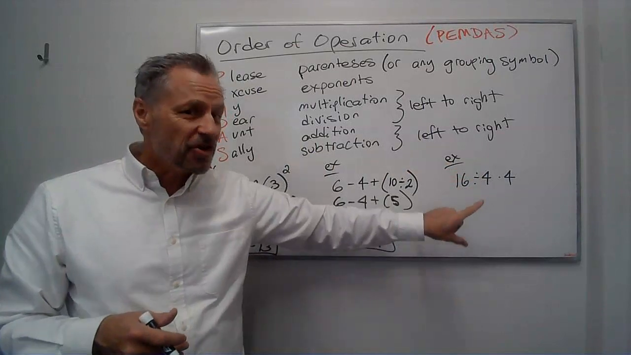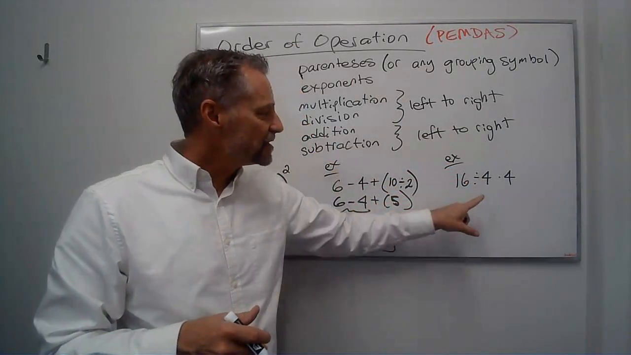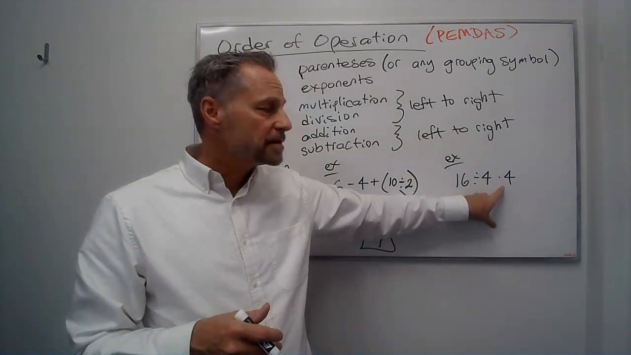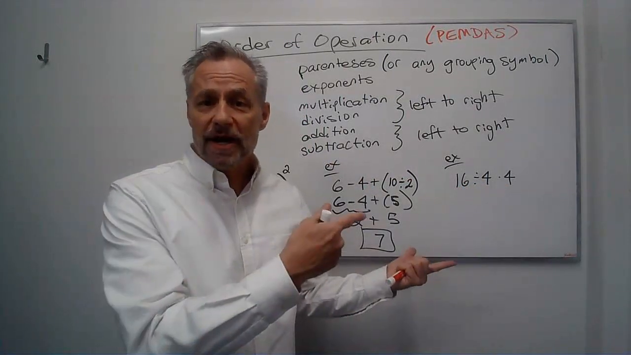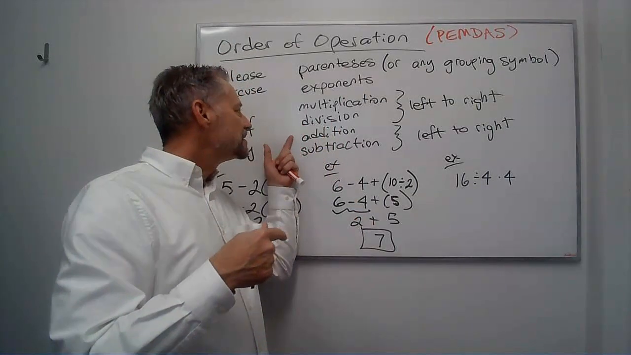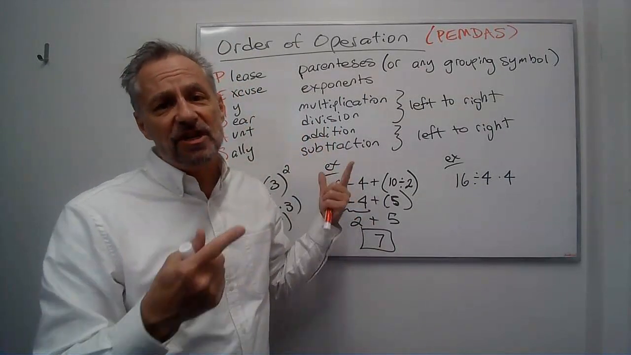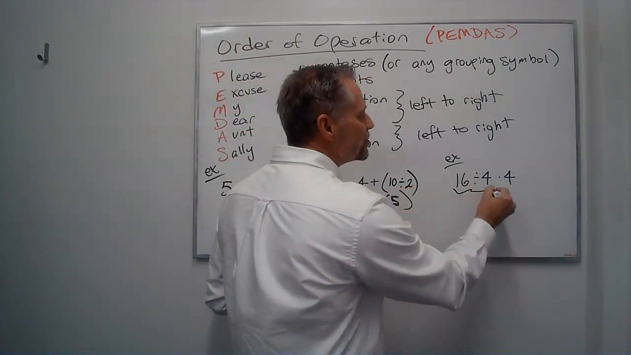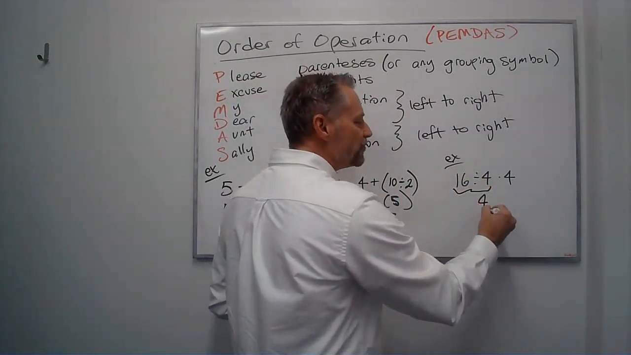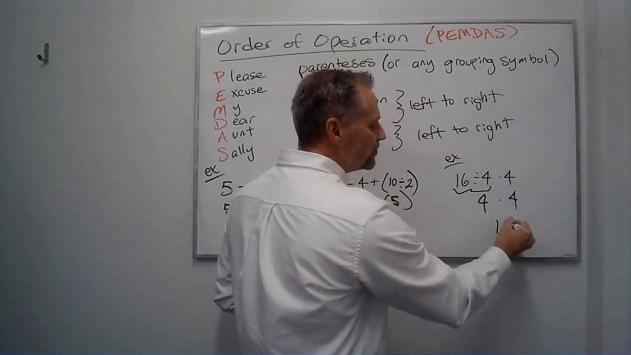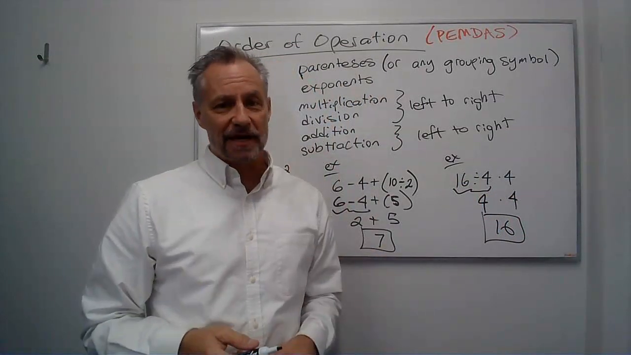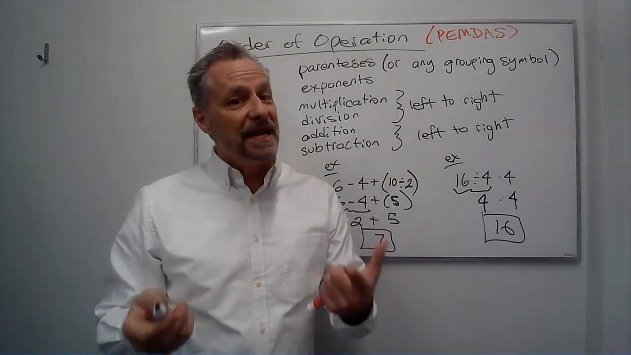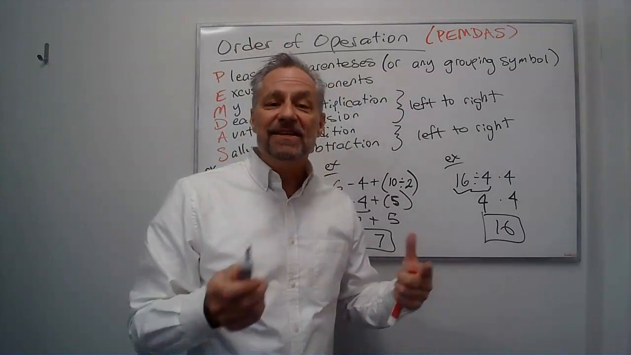Multiplication and division also left to right. I've seen students do this. 4 times 4 is 16. 16 divided by 16 is 1. Wrong answer. Try it on your calculator. Multiplication and division left to right. So I do this one first. 16 divided by 4 is 4. Now I have 4 times 4, which is 16. That's going to be the correct answer. So be careful with these. It takes a little work.